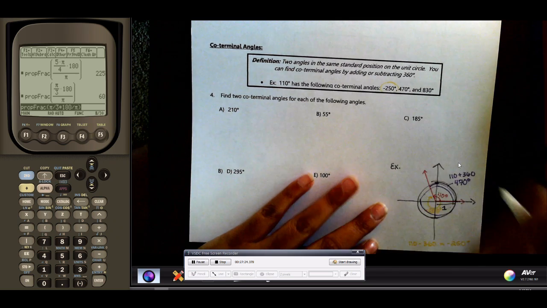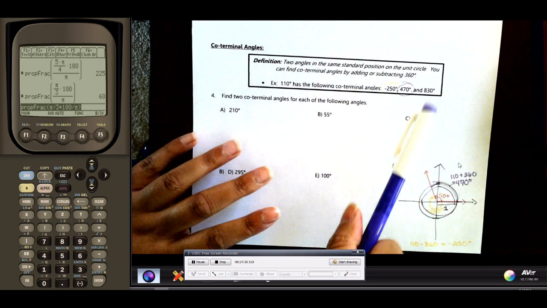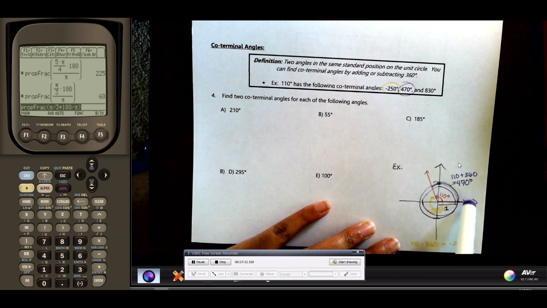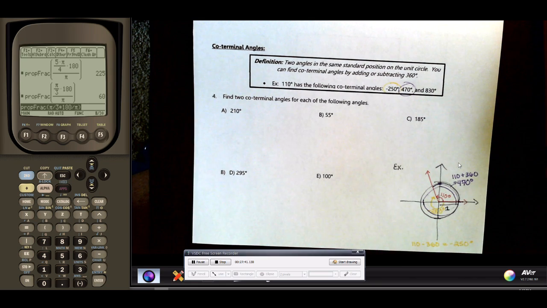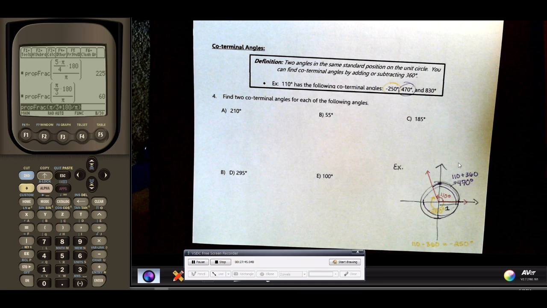So that's 110, which was our original angle, plus 360, equals 470. And if we wanted to do 830, that would be two rotations around. So 360, if you go around again, you get to 720, and then we get to 830. Does that make sense? So all we have to do for this is add and subtract 360, or add and subtract multiples of 360.